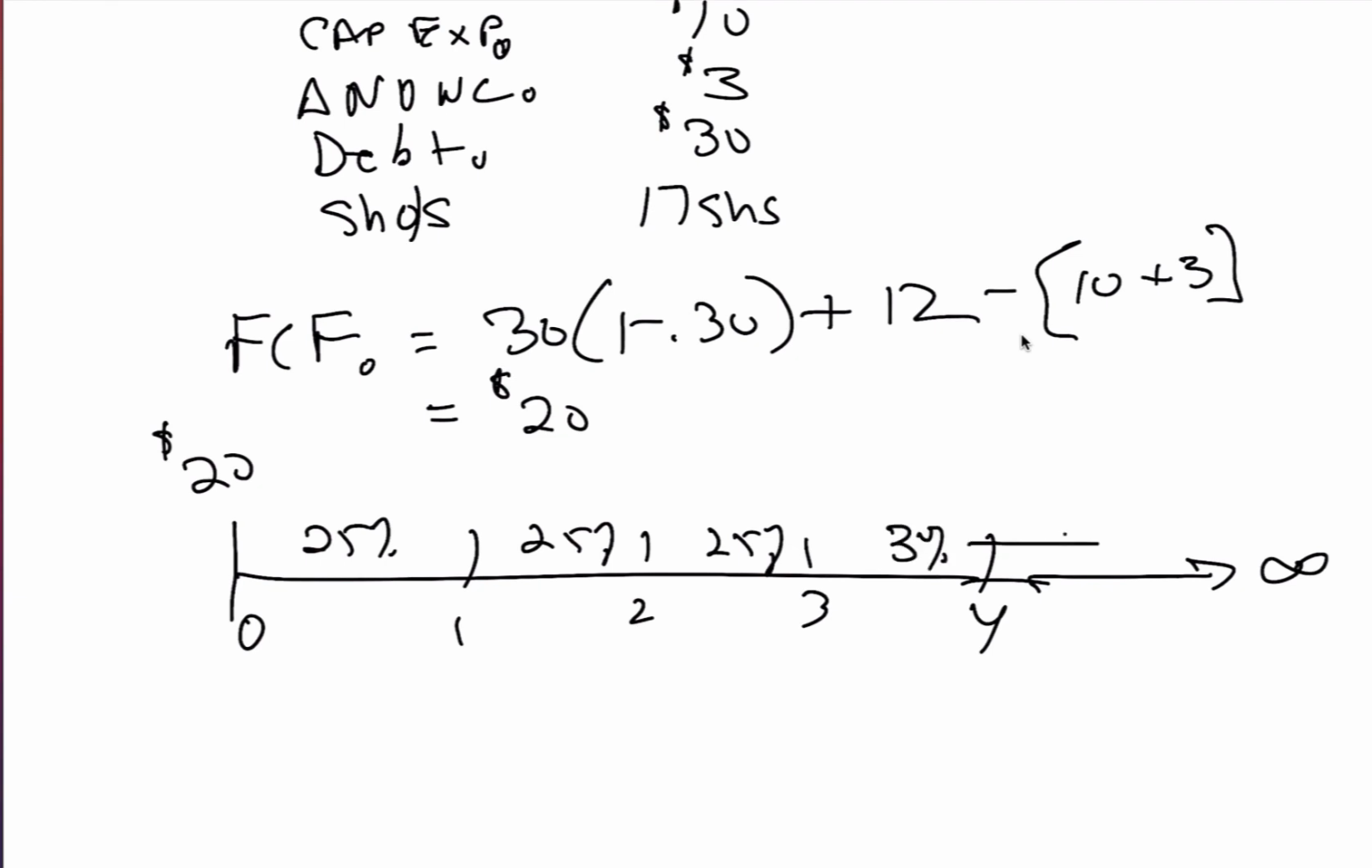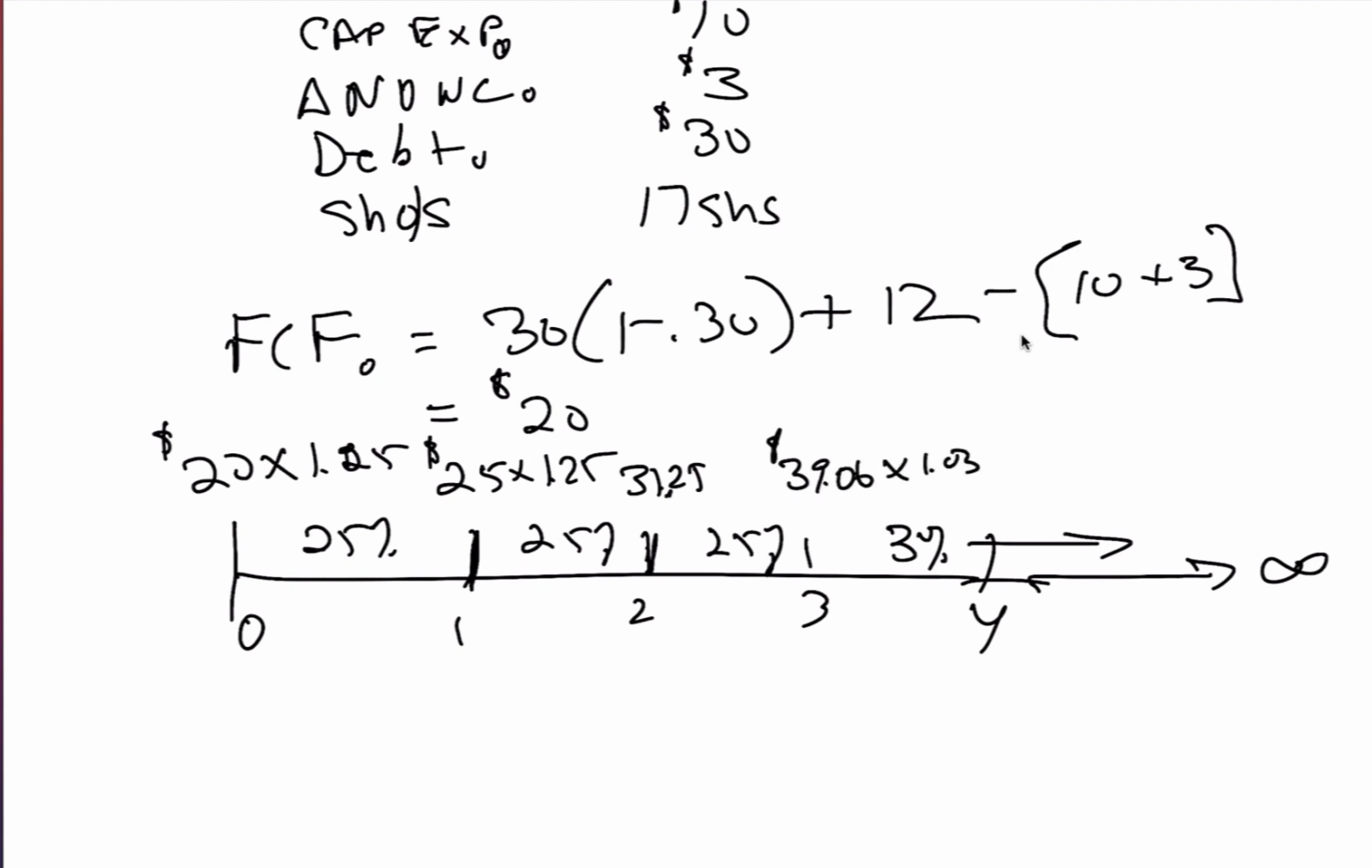So multiply this by 1.25. We get $25 here in free cash flow, period 1. Multiply this out, we get $31.25 in free cash flow in period 2. Period 3, we get $39.06. And then we have to multiply this by 3%, and we get $40.23 for free cash flow in period 4.